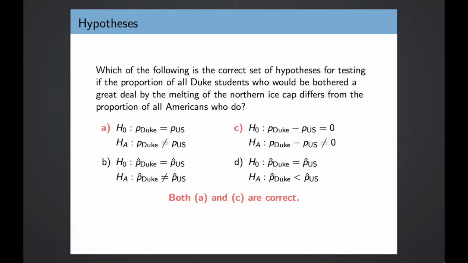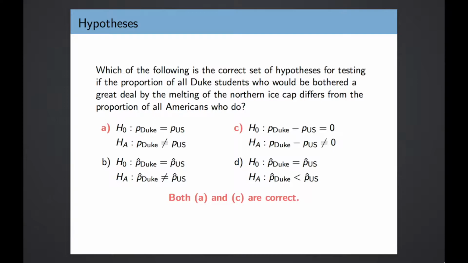So there are actually two of these sets of hypotheses that are both fine. They're actually mathematically equivalent to one another. So in hypothesis set A, the null hypothesis says that the proportion for the Duke students is equal to the proportion for the general US population. In the hypothesis set C, the null hypothesis says the proportion for Duke students minus the proportion in the United States is equal to 0. And those are, of course, the same expression as one another. And then the alternative hypotheses in each of those just have those two proportions not equal to one another or not equal to 0 in hypothesis set C. So both of those sets of hypotheses would be perfectly fine.